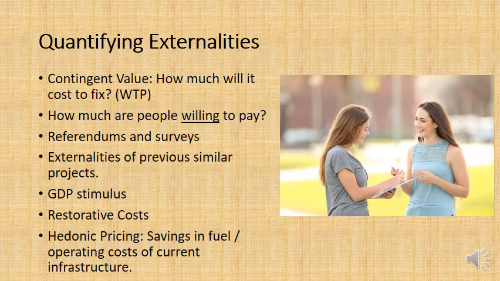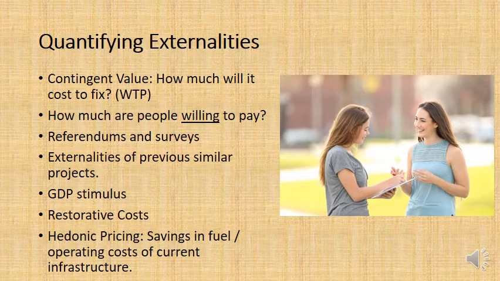The other way to quantify an externality is to look at something called hedonic pricing, which means what is the savings in fuel or operating cost of the current infrastructure.